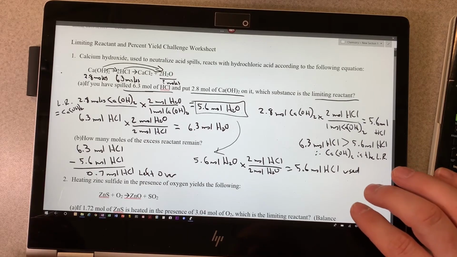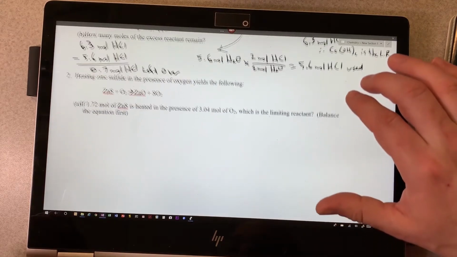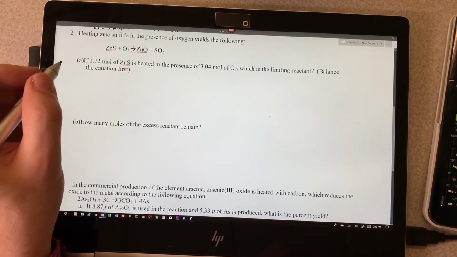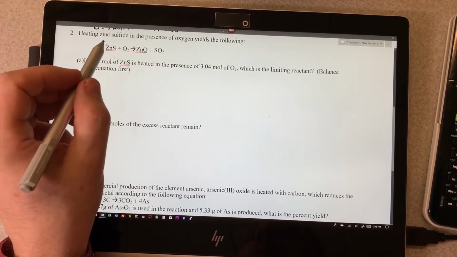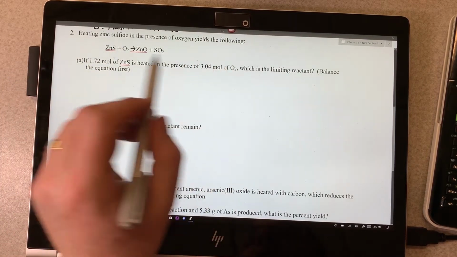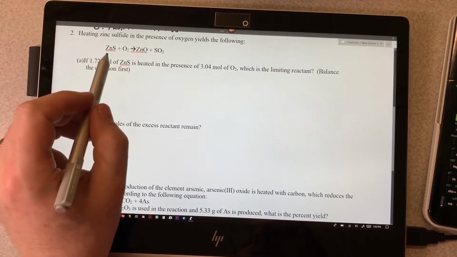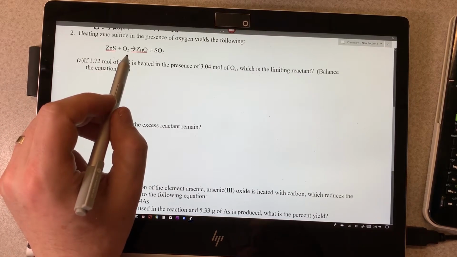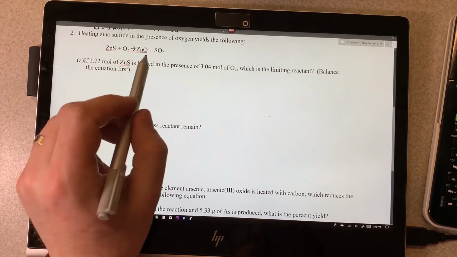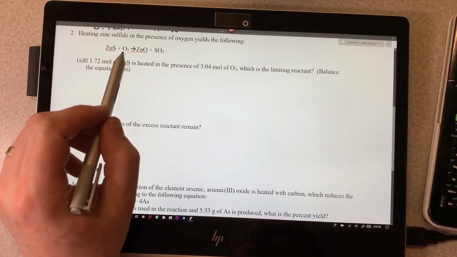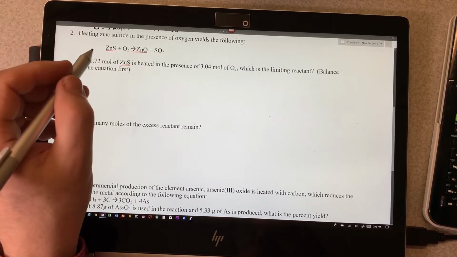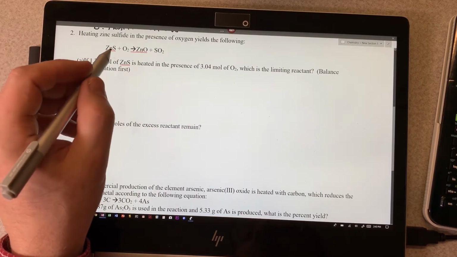All right, let's take a look at one more. In this case, I have zinc sulfide, and I'm going to heat it in the presence of oxygen to get this following reaction. So zinc sulfide will react with oxygen in a, looks like I need to balance this equation first, because notice I have 2 oxygens over here, but I have 3 on this side. So let's take care of that first.